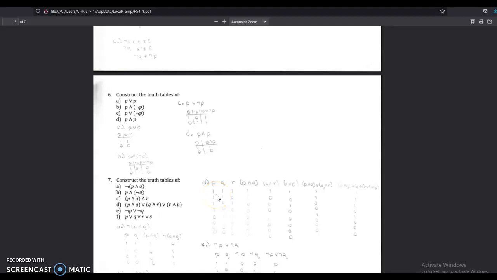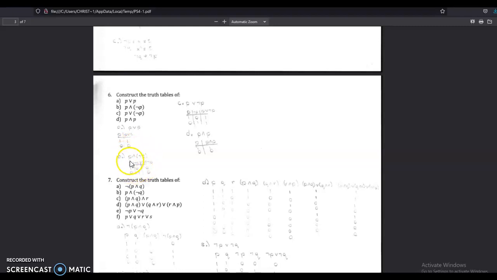Moving on to question 6, it just asks to construct truth tables of the following: P or P, P and inverse of P or inverse of P, and then P and P. So the first one, it's right here, P and P. So P, this is going to be, first one is true, second one is false. Again, P and P is going to be true. P or P is going to be true, and then 0 is going to be false.